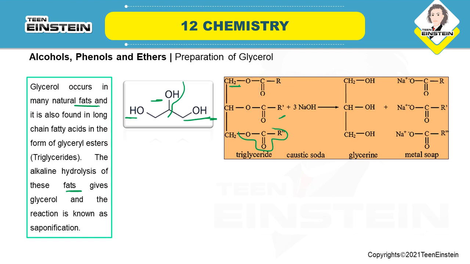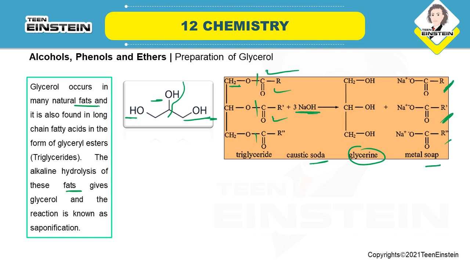So the first one is simple R, then R prime, then R double prime, and we are using 3 moles of NaOH for 1 mole of triglyceride, because ultimately we have to break 3 ester linkages, right? 3 moles of caustic soda or NaOH, and finally this part will be broken and there will be formation of glycerine or glycerol. Okay, and the 3 carboxylic acid parts we will get.